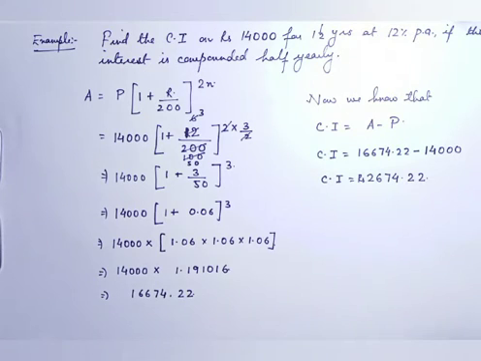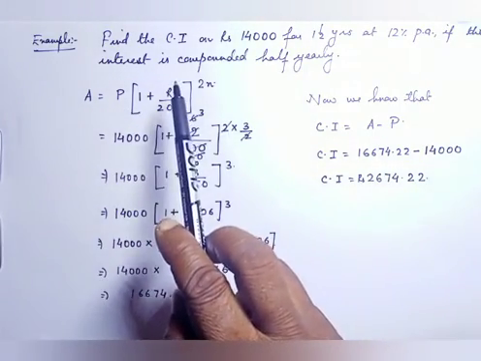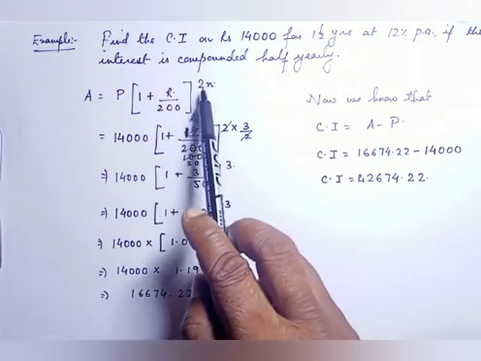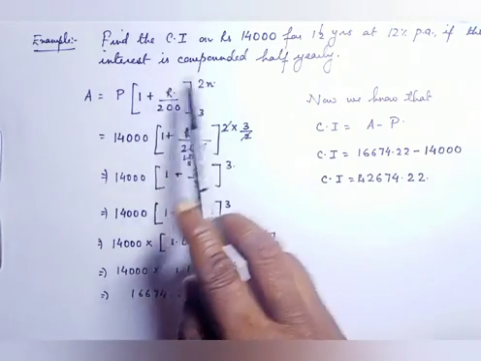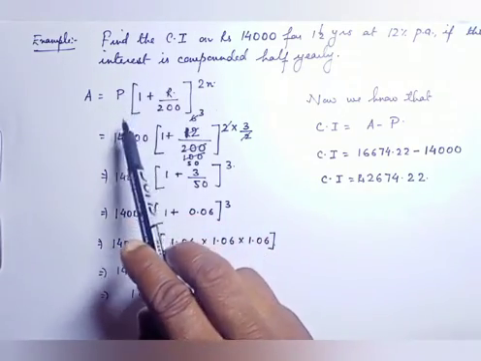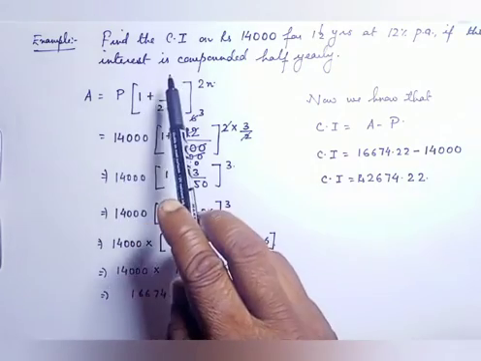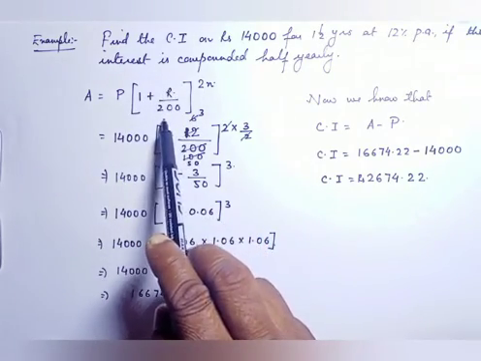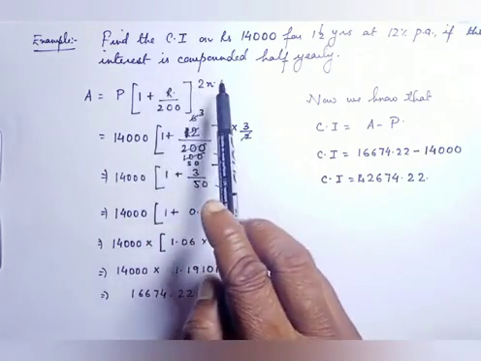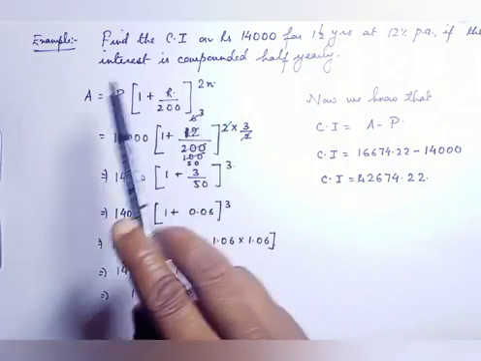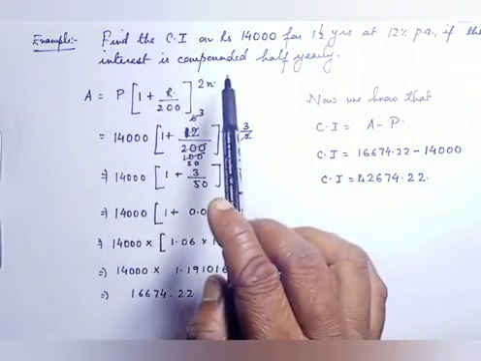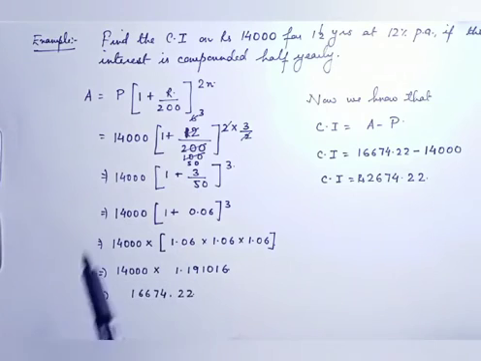Now in the last case, that is quarterly, if a question on quarterly comes, you are going to write P inside the bracket 1 plus R upon 400 to the whole power 4n, and using that formula you can easily find out the amount and after that CI.